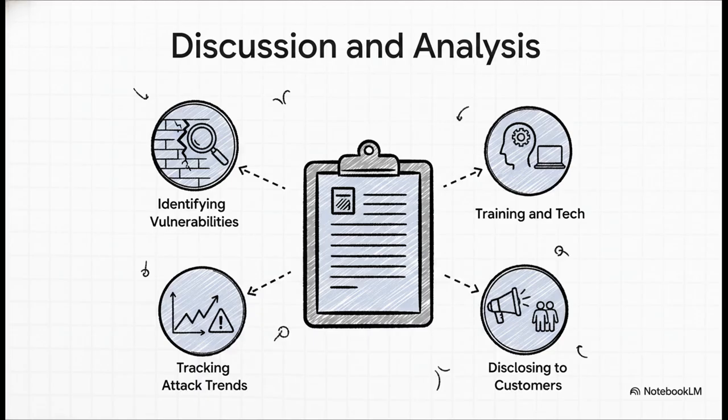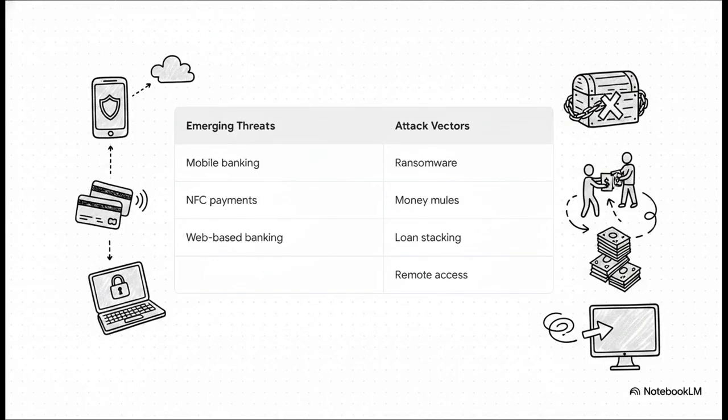To truly prove that they're actively managing these digital vaults, banks must specifically discuss their efforts related to new and emerging cyber threats. And the standard actually lists exactly what these modern bank robbers' tactics look like. Banks have to address vulnerabilities popping up from platforms like mobile banking, near-field communication or NFC payments, and web-based banking. They also have to detail their defenses against specific, highly sophisticated attack vectors. We're talking ransomware, complex loan stacking schemes, money mule schemes, and remote access attacks. It basically forces the bank to prove they fundamentally understand the modern battlefield.